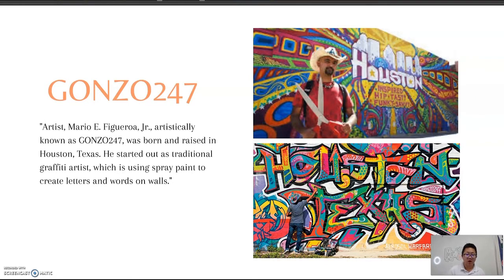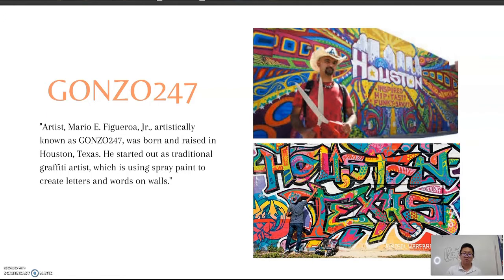Now let's bring it back on home to Houston. We in Houston have our own famous graffiti artist, and he is known as Gonzo247. His real name is Mario E. Figueroa Jr., and he, of course, is better known as Gonzo247. He was born and raised here in Houston, and he started out doing traditional graffiti art, where he used spray paint and created letters and words on a wall. Nowadays, you can see him creating artworks everywhere in the city of Houston.